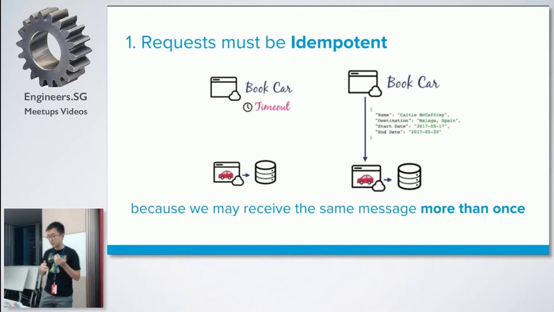So, and this is because we may receive the same message more than once. What if, for example, our first request to book the car service times out? We don't know what happened. We've waited for too long, so we have to send another request to the car service, and the second request is successful. But what if it turns out that the first request arrives after the second request? So we have to handle that case by making our request idempotent.